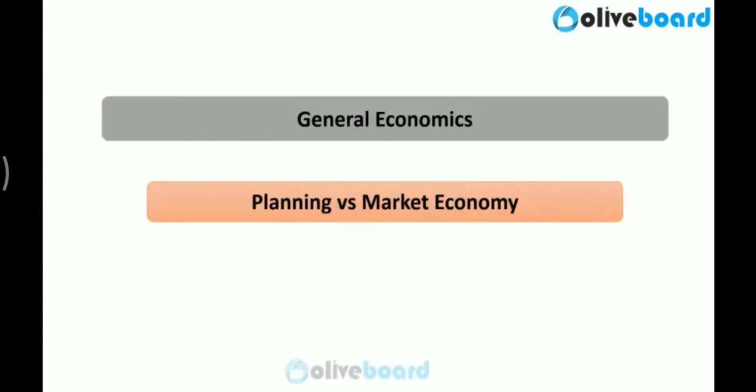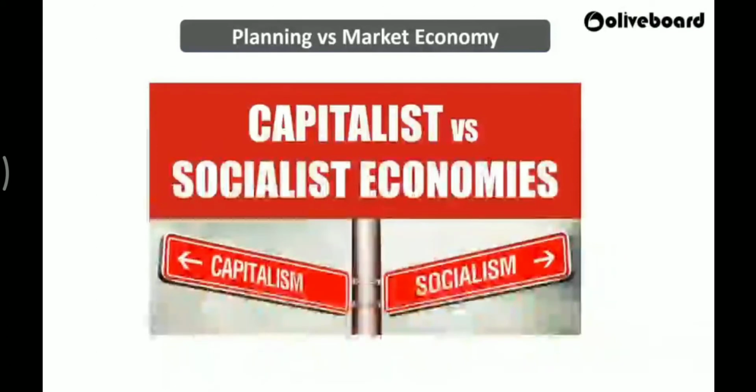Today we are going to see planning versus market economy under the general economics category. So now, what is meant by planning or market? Guys, there are different types of economies in the world. Maybe we can say three major categories: one will be capitalism, one will be socialism, and one will be mixed economy.